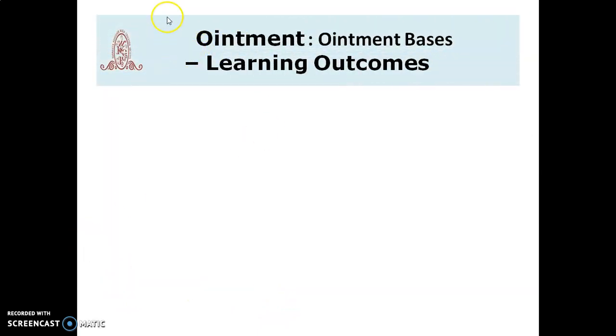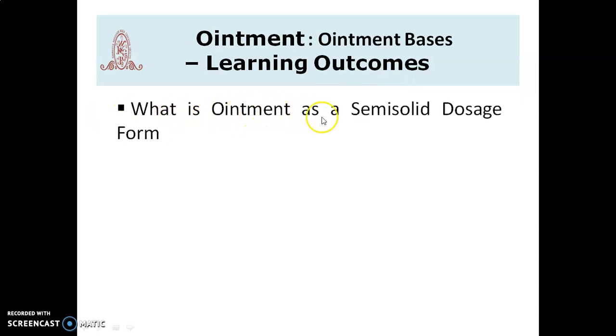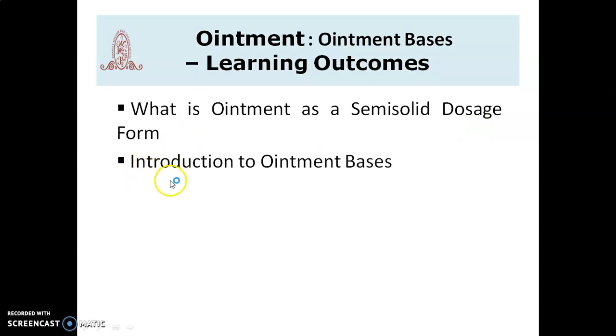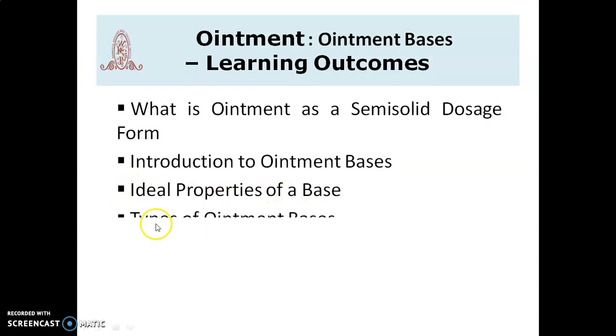What we learned from this ointment bases session, the learning outcomes of this presentation, are: what is ointment as a semi-solid dosage form, introduction to ointment bases, then ideal properties of a base, and types of ointment bases.